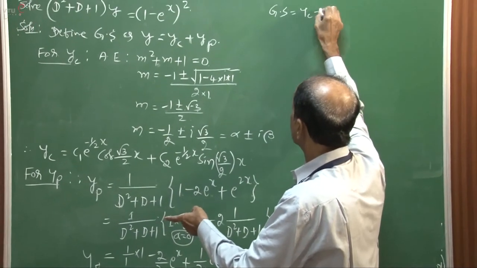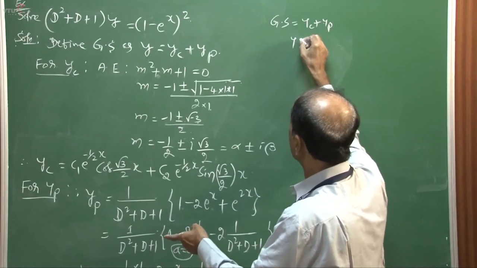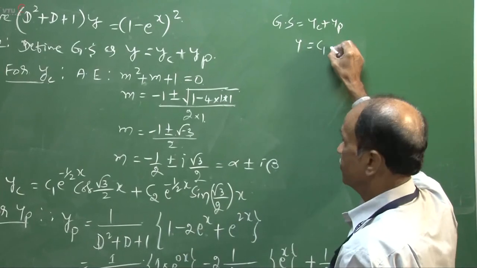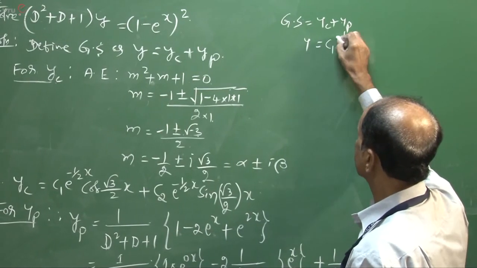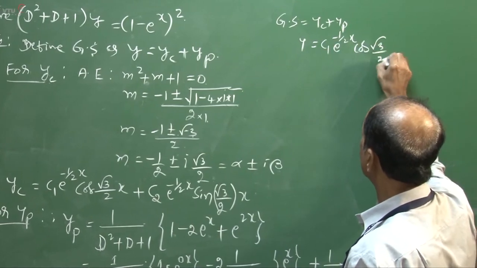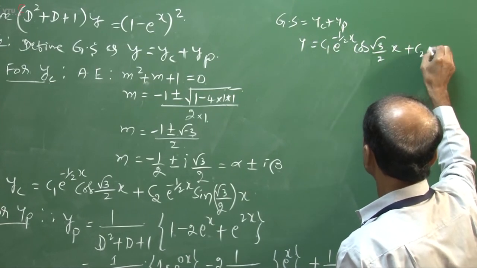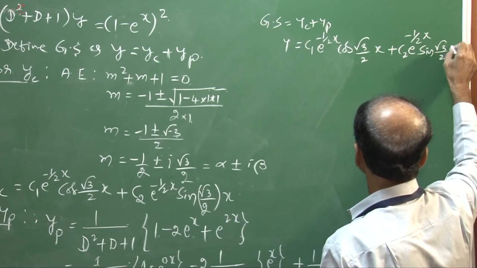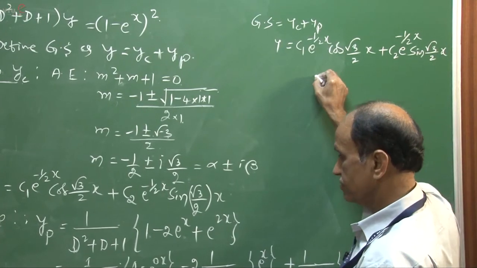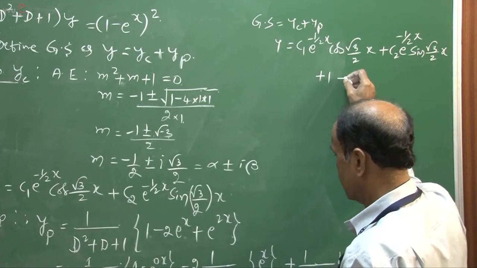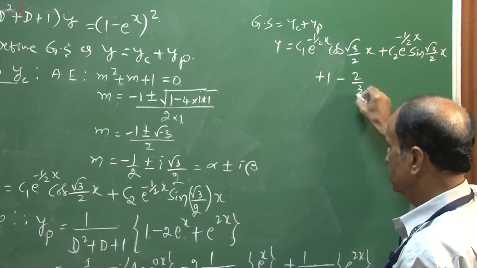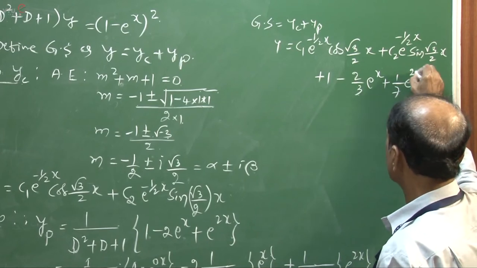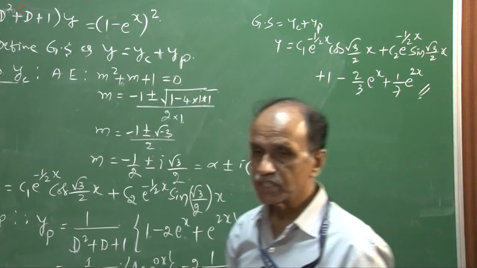General solution takes yc plus yp, then yc is nothing but this much, c1 e to the power half x into cos of root 3 by 2 x plus c2 e to the power minus half x sine root 3 by 2 x, and plus of 1 minus 2 by 3 e to the power x and plus 1 by 7 e to the power 2x. So this is your general solution.